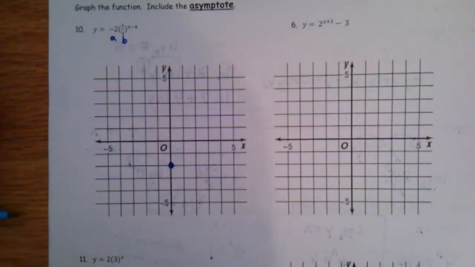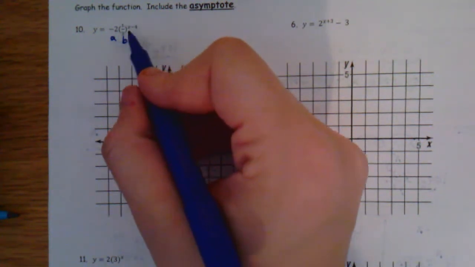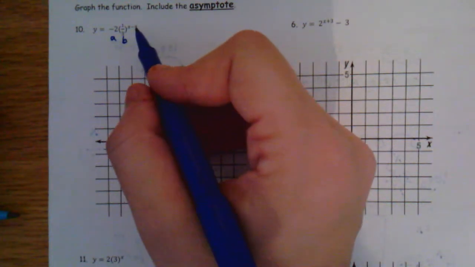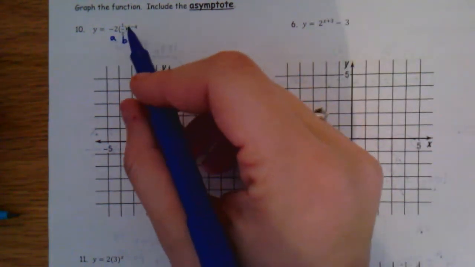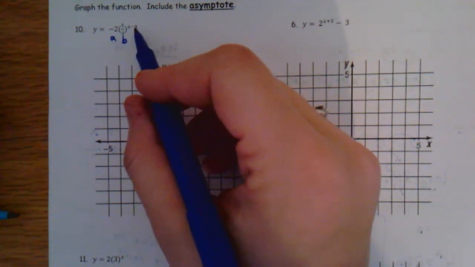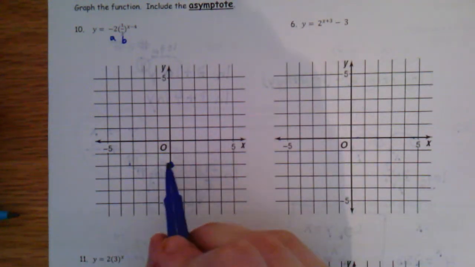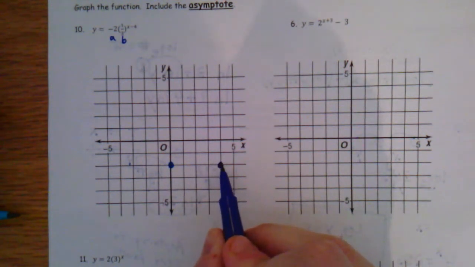And then I have to think about my translations, which says -4. This is in the exponent, which means I should do the opposite of it, just like when we talked about having it inside the radical. So if it's a -4, I'm actually going to go +4. It is with the x, which means I'm moving in the x direction. So I'm going +4, 1, 2, 3, 4. This is the dot that I'm going to be using for my graph.